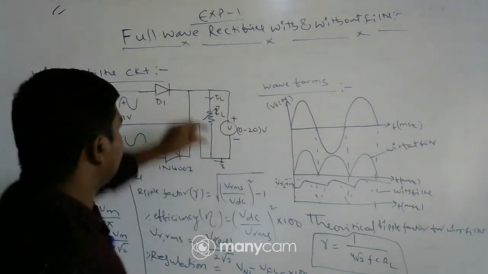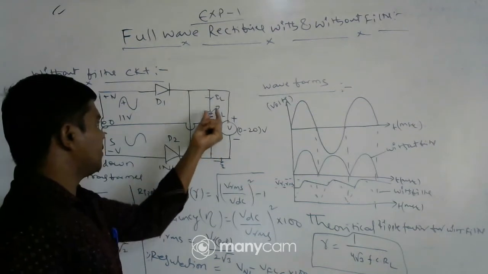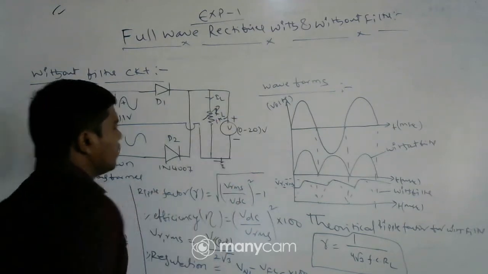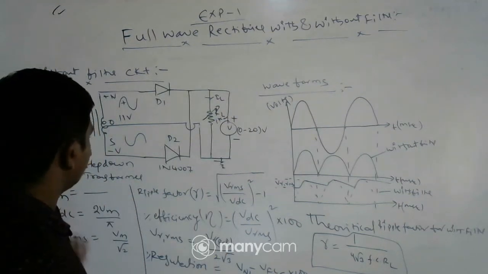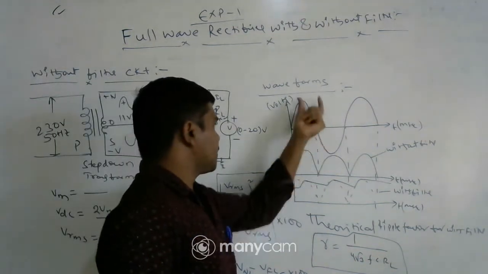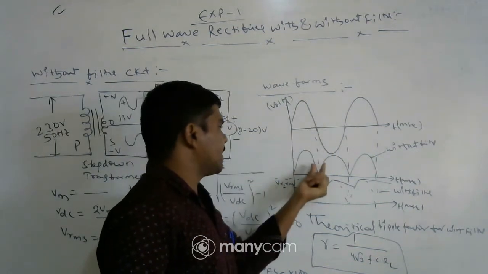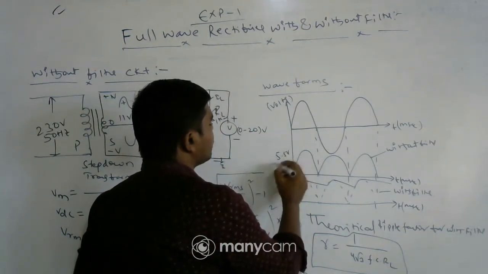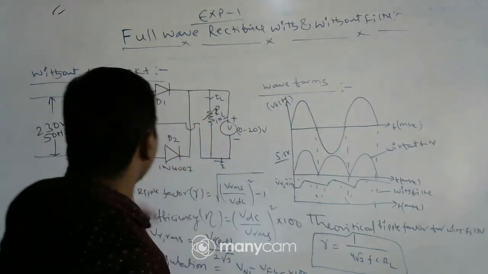The load resistor may be a variable resistor, but I am fixing it here as a 1 kilo ohm resistor. We are giving an input voltage of 11 volts peak to peak, and we are getting an output of approximately 5.5 volts.